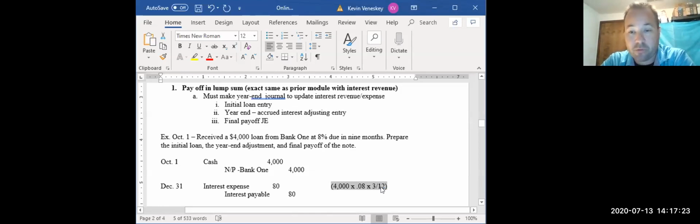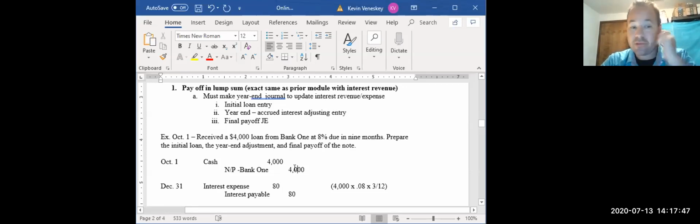Simply just work backwards, put this in your calculator: 3/12 times 0.08 times 4,000, and you get $80. That's how much I owe at the end of the year. I don't have to pay it, but that's how much is accrued. So I'm going to show that we have interest expense of $80, and that I owe an additional 80 on top of the 4,000.